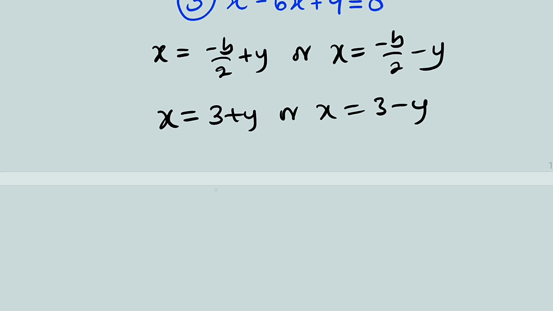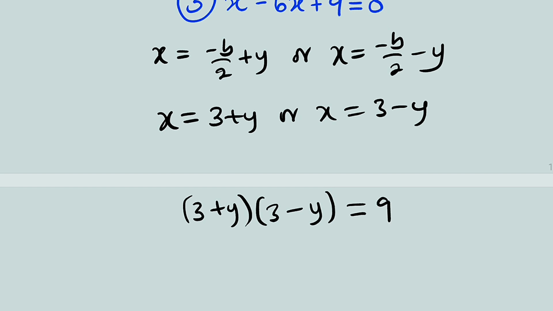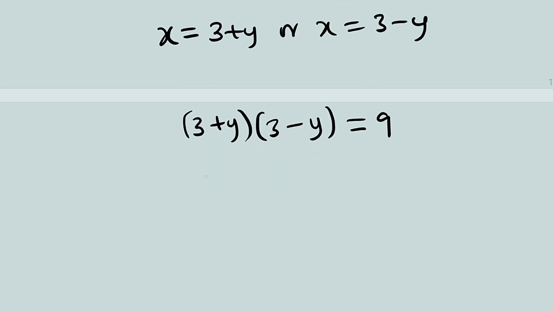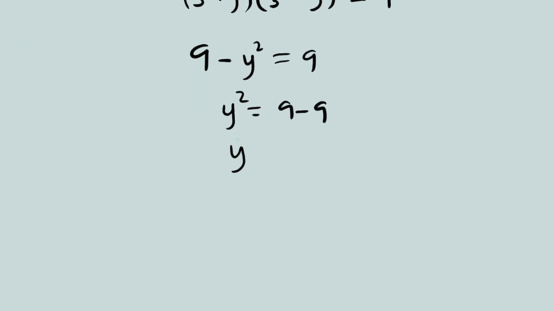Let's multiply them together. We have 3 plus y multiplied by 3 minus y, and this must be equal to the constant, which is equal to 9. 3 squared is 9 minus y squared. This is equal to 9. Therefore, y squared will be 9 minus 9, and y squared equal to 0. Definitely y will be equal to 0.